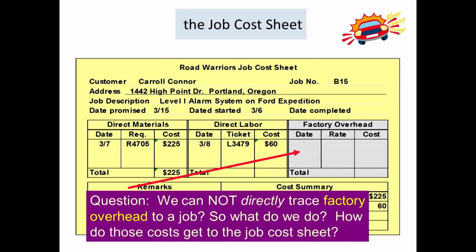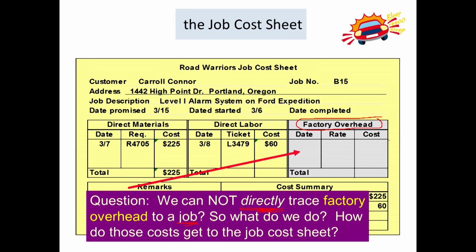Now, what about factory overhead? We cannot directly trace factory overhead to a job, just like we can't directly trace paper towels and ketchup and salt and pepper to the roommate as they use it. It doesn't make any sense, right? So how do we get those costs to the job cost sheet?